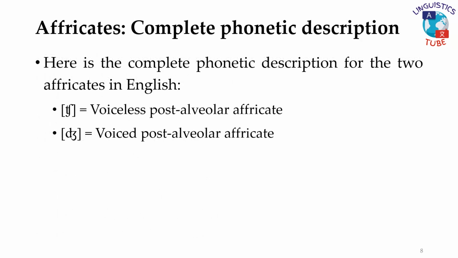And here are the complete phonetic descriptions for the two affricates in English. I'll now say them. Ch is a voiceless post-alveolar affricate, and j is a voiced post-alveolar affricate. Because they are a pair, their only difference is voicing.